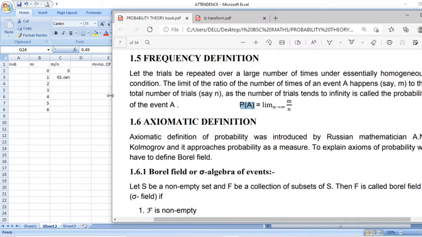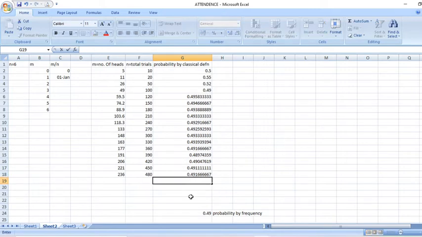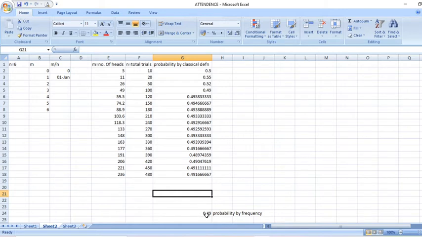So you studied the first definition, classical definition, then frequency definition, and you could understand the behavior of probability convergence.